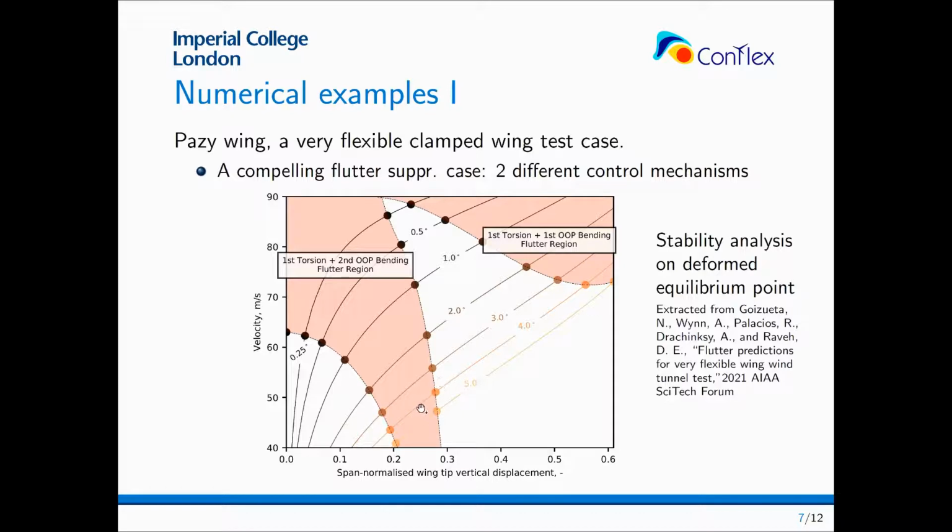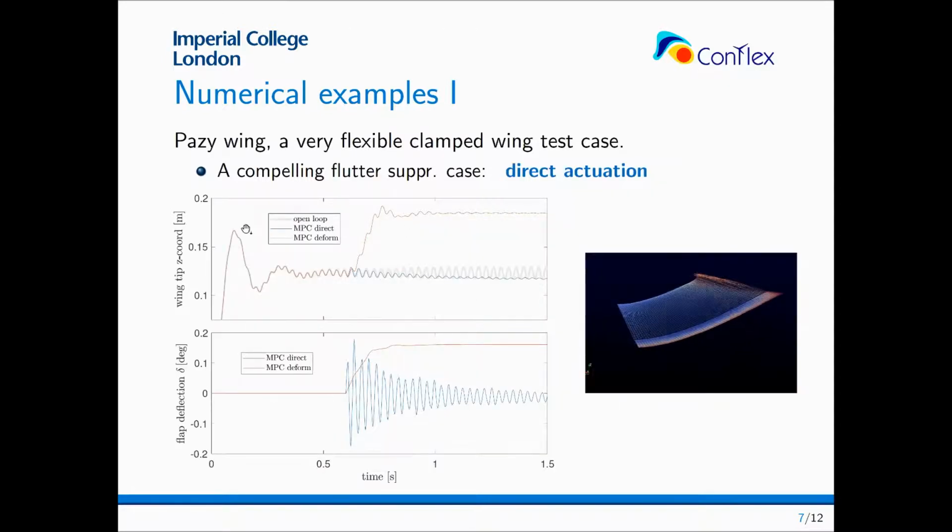And what we do is we set up this first test case problem using a velocity of 50 meters per second and an angle of attack of 4 degrees, which initially we see that this point would sit here inside the red region, and hence flutter will appear. So in these two plots, the first one, we show the wingtip displacement against time. The second one, we show the flap deflection against time for the closed loop problems.